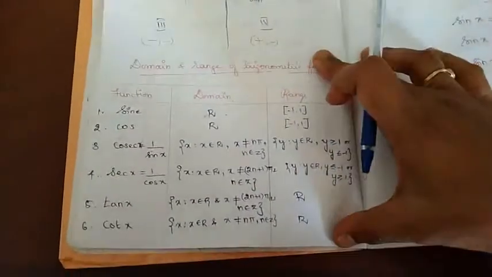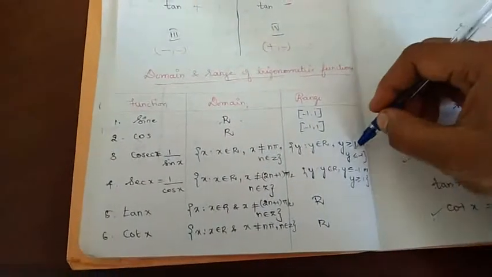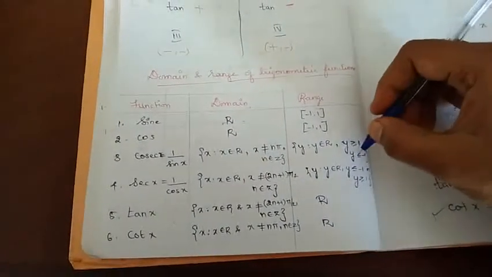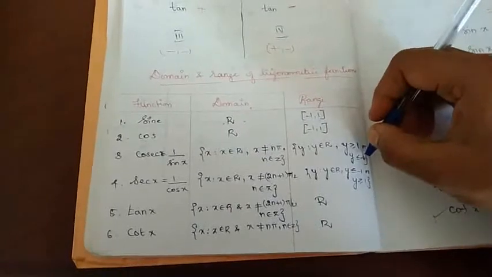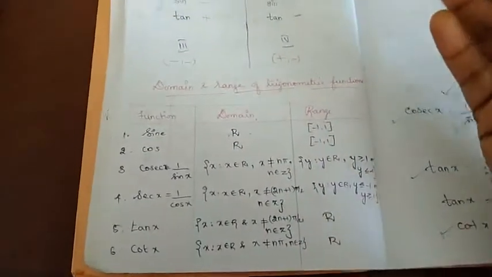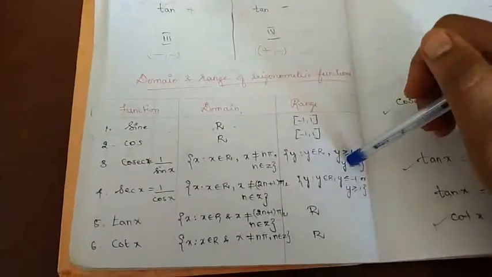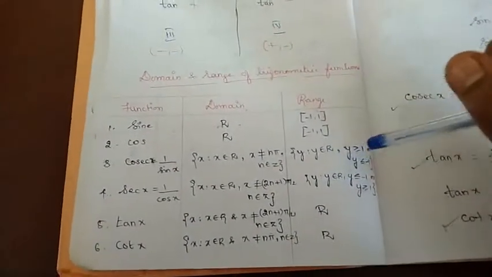Right? So what will be the range? The range is y greater than or equal to 1 or y less than or equal to minus 1, because it will not be equal to 0. We cannot have the answer as 0. So 0 alone is omitted there under range.